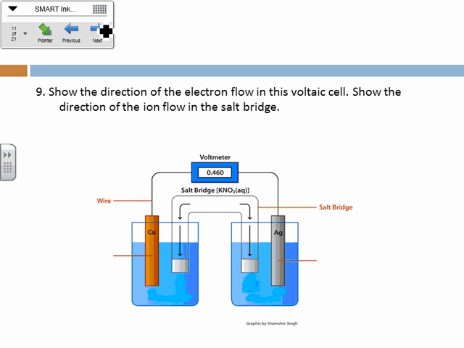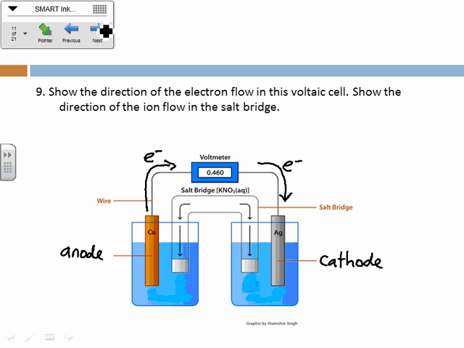The direction of the electron flow. Again, we have labeled this as the anode. We have labeled this as the cathode. What that means is, at the cathode, that's where reduction is occurring. That's where the gain of electrons takes place. At the anode, that's where we're losing electrons. So the electrons are going to flow from the anode to the cathode.